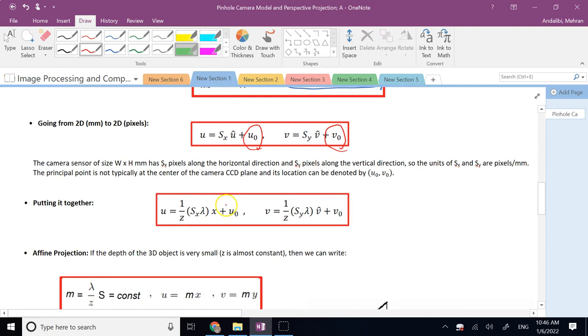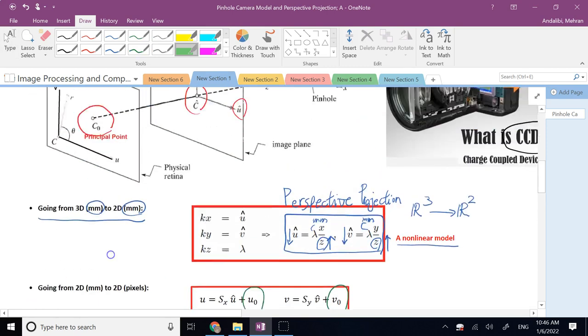And that's what we have done here using parameters U0 and V0. Or in this top equation, actually, you can clearly see that I have shown the offsets of the principal point. But that's not the only thing.